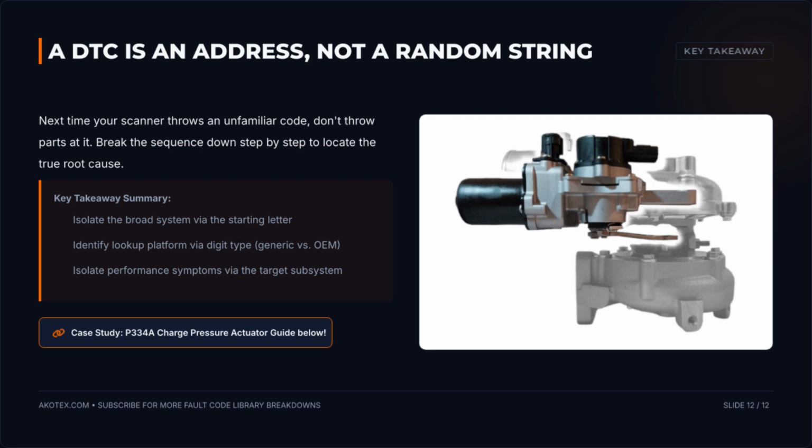So here's the one thing to take away from all of this: a DTC code isn't a random string. It's a structured address. It tells you the system, the code's origin, generic or manufacturer specific, and the subsystem, before you've even looked anything up. Next time your scanner throws a code you don't recognize, you can break it down piece by piece instead of guessing, and go straight to the right resources instead of searching blind.